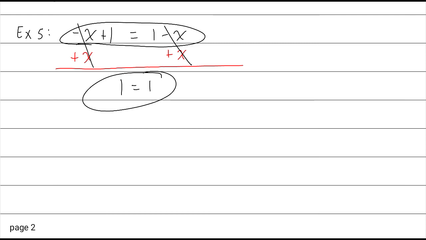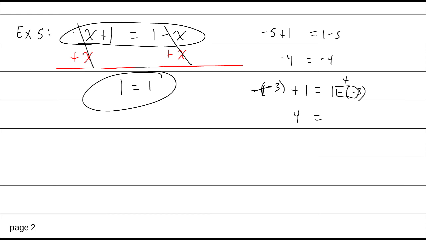And you can test it out. Just plug in some numbers. -5 plus 1 equals 1 minus 5. So -4 equals -4, right? It doesn't matter. Let's plug in -3. -3 plus 1 is equal to 1 minus -3. This turns into a plus. That's positive 3 plus 1, which is 4. 1 plus 3 is 4. Doesn't matter what you plug in. That equation will always be true.